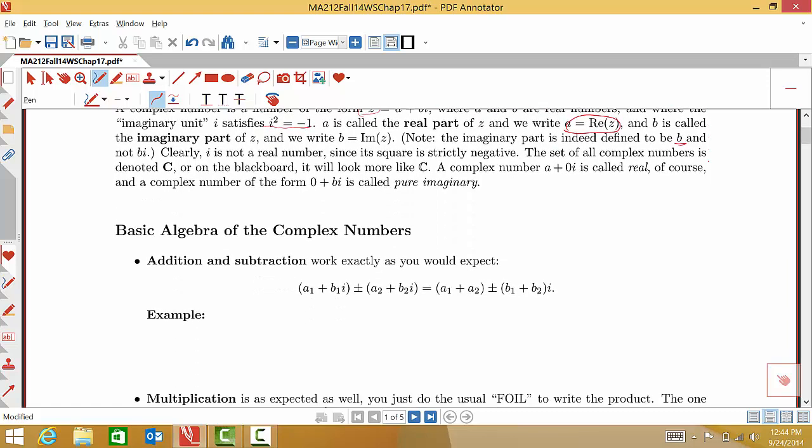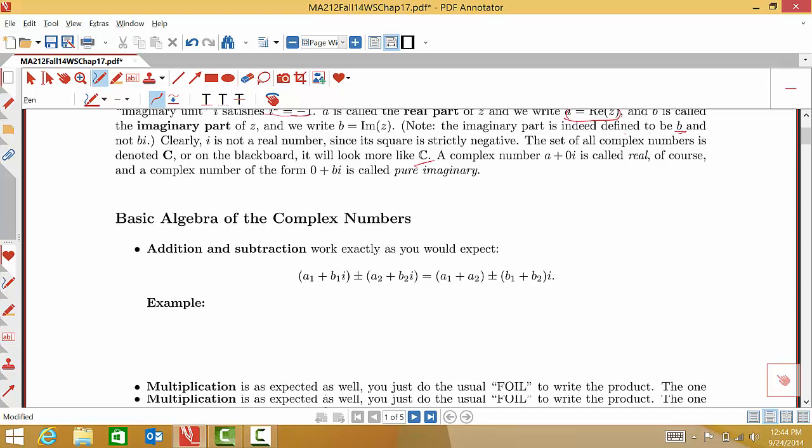The set of all complex numbers is called C. It's a big C. On the blackboard it'll look like this because I can't draw in bold. A complex number a plus 0i, well, that's just a real number. And a complex number in the form 0 plus bi, that's a pure imaginary number. It has no real part.